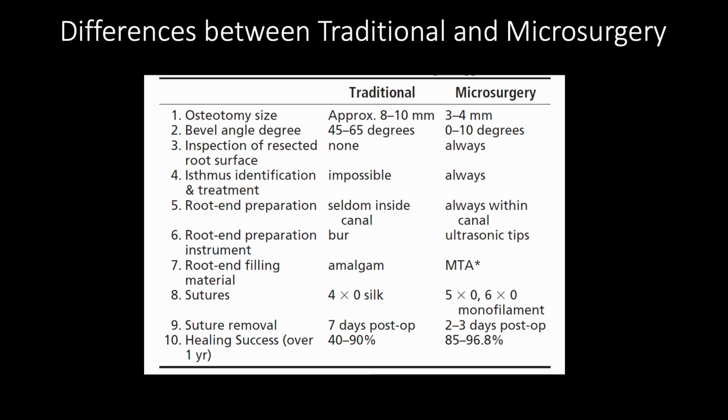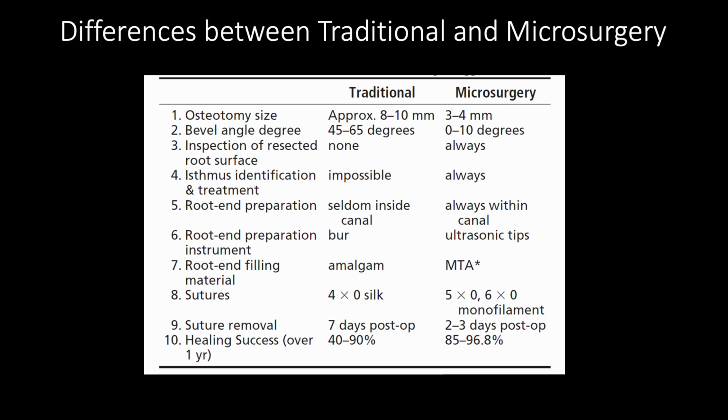Inspection of the resected root surface cannot be done in traditional surgery, whereas it is always possible to inspect the resected root surface in microsurgery. Isthmus identification and treatment is impossible in traditional surgery, whereas it is always possible in microsurgery. Root end preparation is seldom inside the canal in traditional surgery, whereas it is always within the canal in microsurgery. Root end preparation involves a burr in traditional surgery, whereas you can use ultrasonic tips in microsurgery.